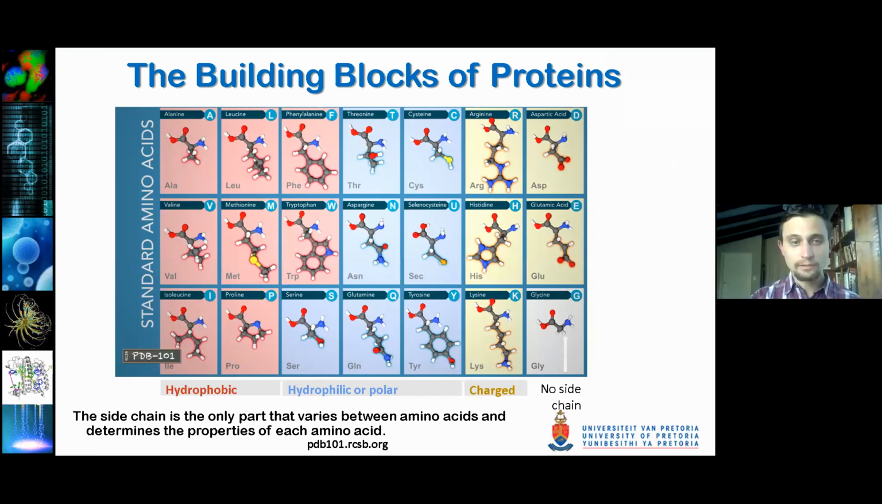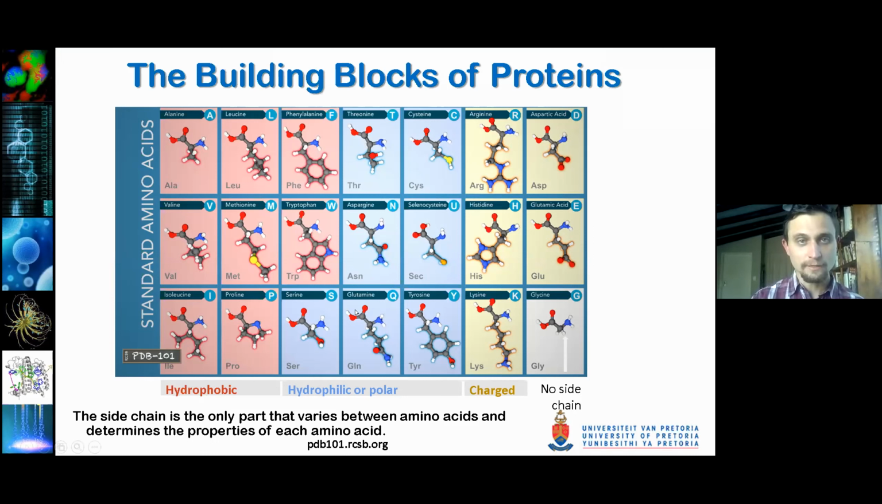Here are again all the essential amino acids. There should be 20 of them. I see there's 21. But that's because in the human body there are 20 amino acids, while some other organisms use some other amino acids.